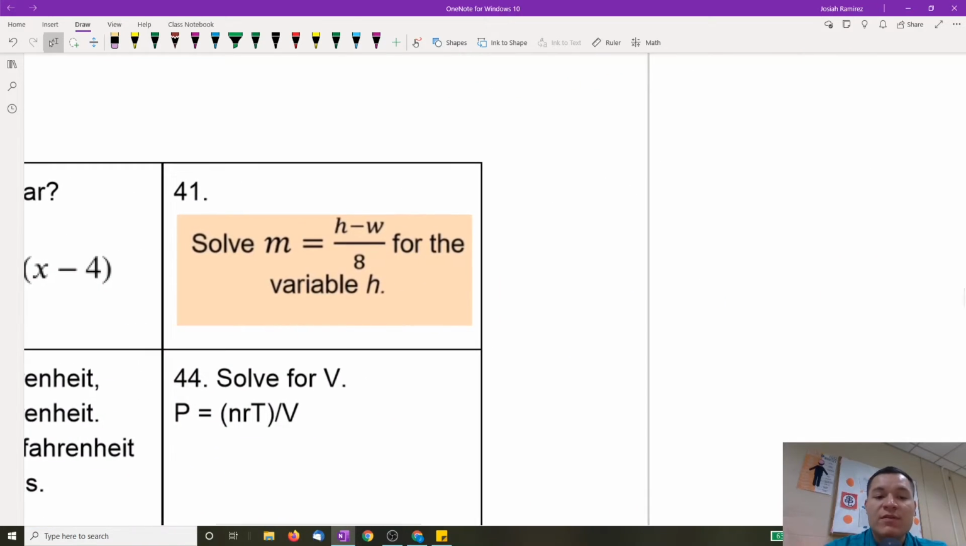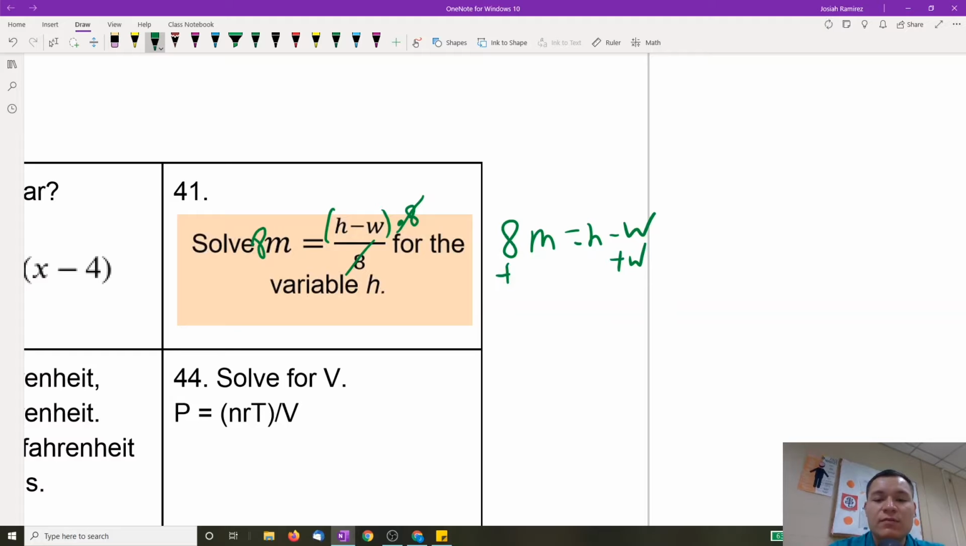When we're solving number 41 for h, the first thing you need to get rid of is this dividing by 8, because both h and w are being divided by 8. They're kind of in a group together with the parentheses. So the first thing you'll need to do is multiply by 8, making 8m equals h minus w. Then you'll add the w, and since m and w are different letters, they will stay separate.